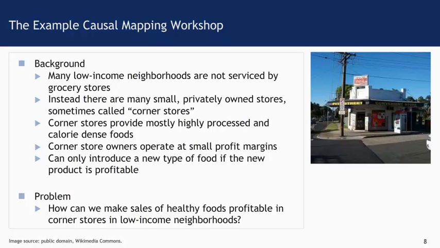So the goal of this causal mapping session is to find out what are the barriers to the profitability of healthy foods in corner stores. Because once we have a better understanding of what keeps healthy foods from being profitable, we can develop interventions that address these problems. In other words, the problem that we want to better understand by building a causal map with stakeholders is how can we make sales of healthy foods profitable in corner stores in low-income neighborhoods?